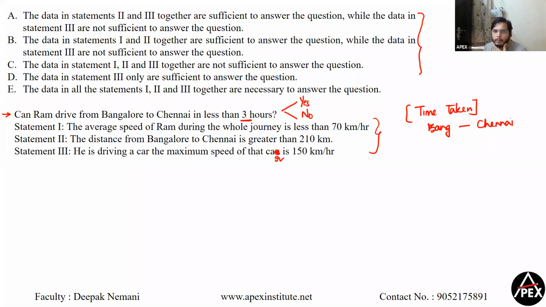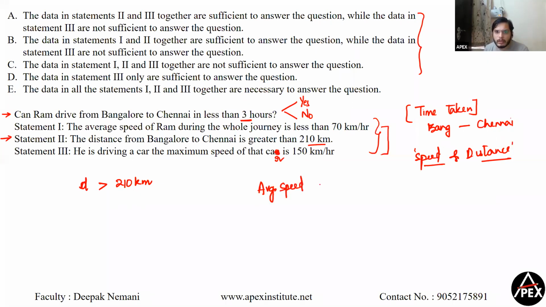Now, to calculate time, we need what? Speed and distance. We need both speed and distance. Now I will look at the statements where speed and distance is mentioned. For example, if I consider statement 2, the distance from Bangalore to Chennai is greater than 210. So we are given this 210 kilometers. We have some idea about the distance. Now if I consider statement 1 and statement 3, we are given the average speed of the whole journey is less than 70 kilometers per hour.